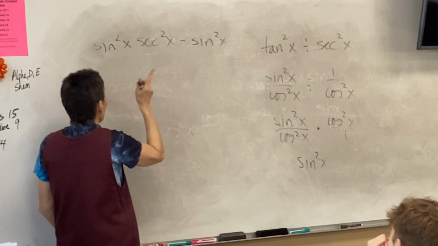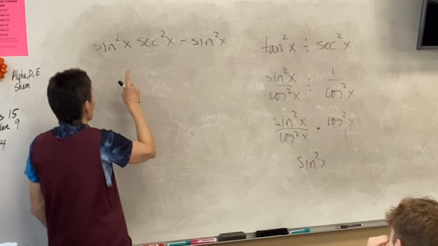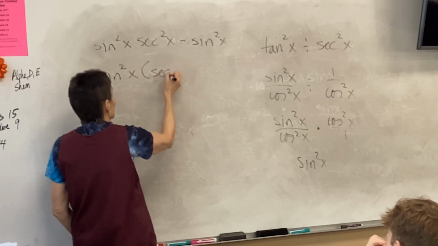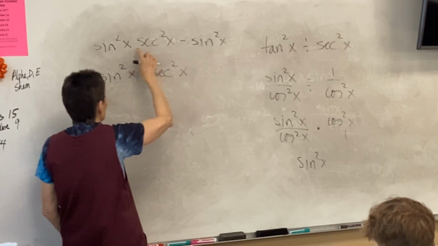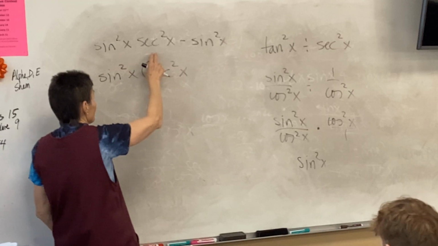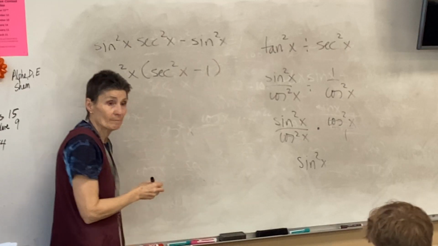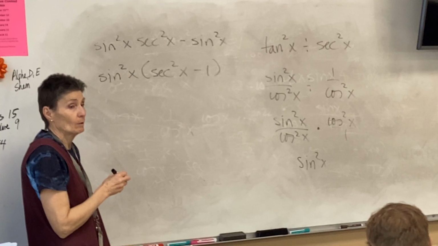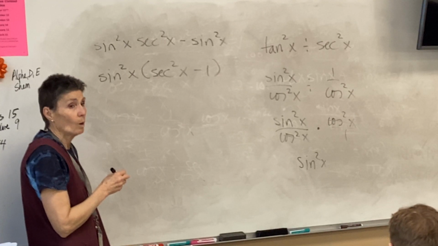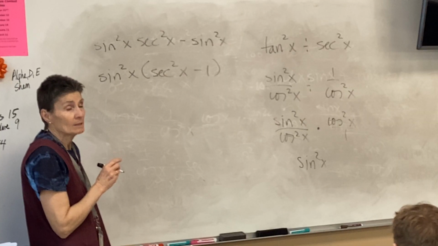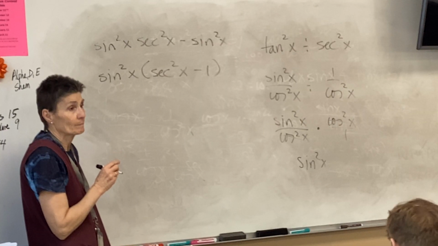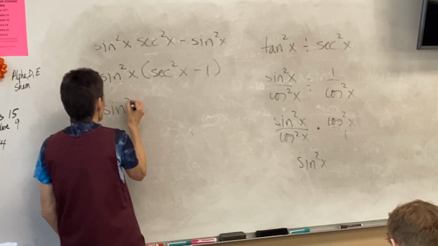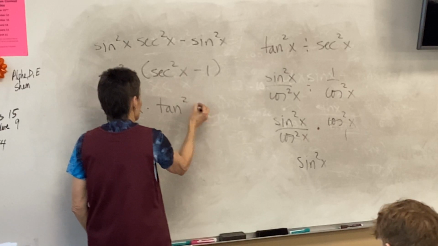Yes, Cam, what if though, I might save myself a little bit of work, what if I factored out a sine squared? So since these both have a sine squared, if I pull that out, I'm gonna be left with secant squared minus 1. Now look on your paper, secant squared minus 1 is something. What's secant squared minus 1? Tan squared. Tangent squared. So we have sine squared times tangent squared.